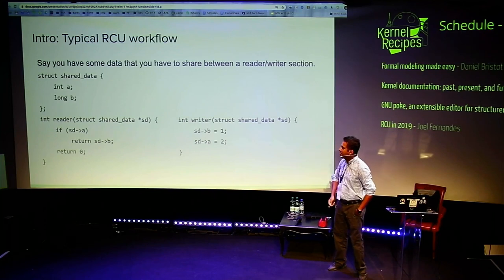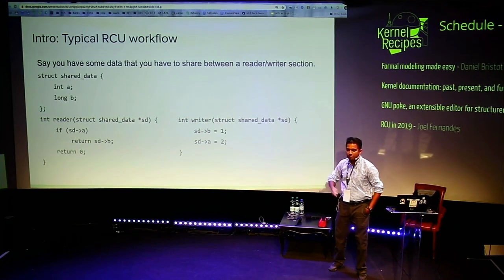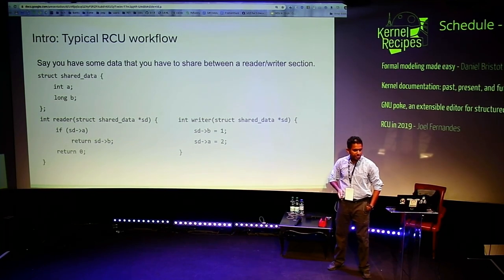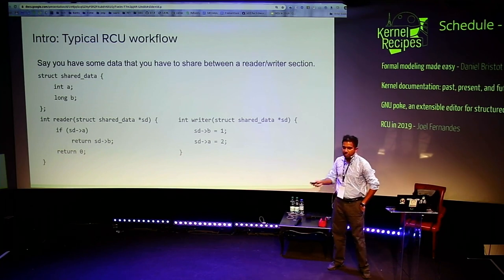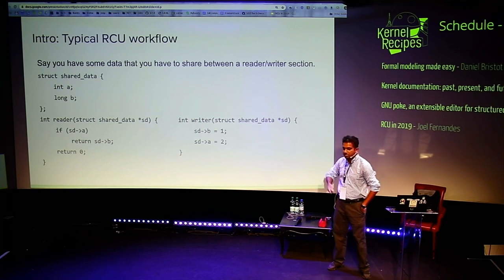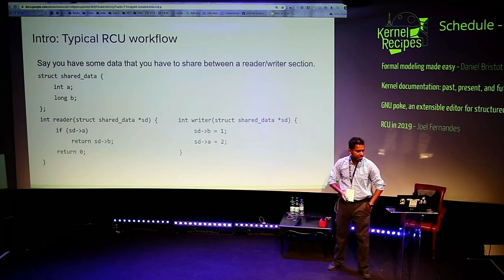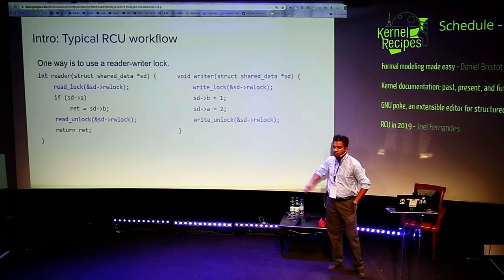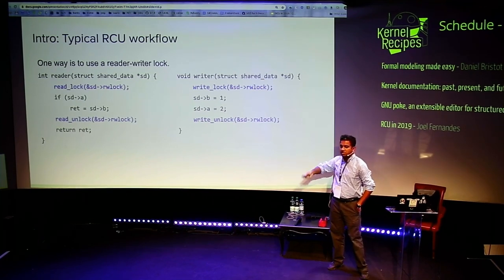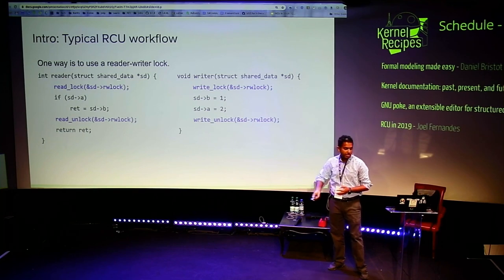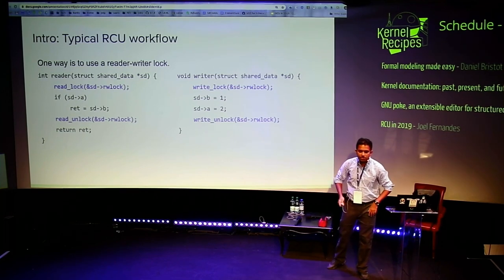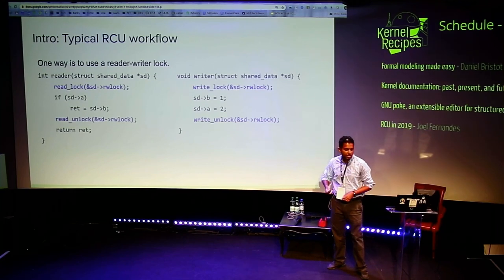Consider some shared data that you have to read and write from different CPUs, different threads. And the idea is, how would you make sure that readers and writers are synchronized correctly so that they don't step on each other, or writers don't step on each other? One way to solve this would be to use a reader-writer lock. Readers and writers are mutually exclusive, and writers and writers are mutually exclusive. At any point in time, you can have either a bunch of readers or a writer. Writers and writers are mutually exclusive as well, so you can only have one writer at a time. So you can use a reader-writer lock to synchronize access to the shared data object.